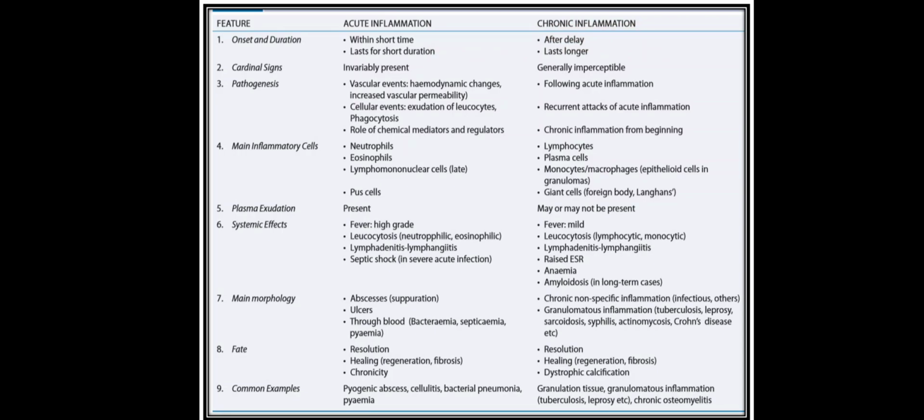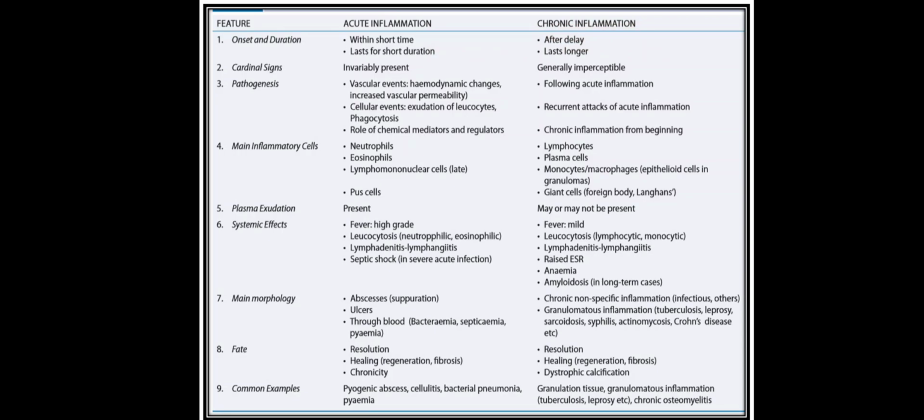Coming to the fate, in the acute type, resolution, healing, and chronicity is present, and healing has two steps, that is regeneration and fibrosis. In the chronic type, resolution, healing, and dystrophic calcification come, where healing also has the same two phases, regeneration and fibrosis.